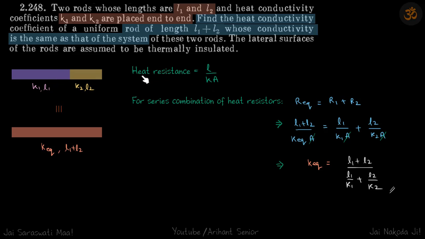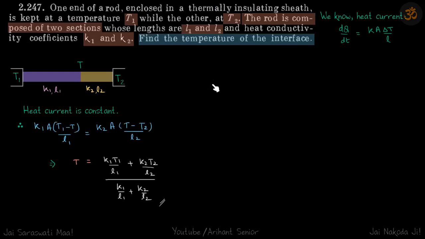If you are unfamiliar with heat resistance, basically just like in the current, we have the current is voltage by resistance. So here also that heat current can be written in terms of, voltage replaced by temperature difference, and resistance replaced by L by Ka. So when you have your term dQ by dt is equal to Ka delta T by L, dQ by dt is heat current, L by Ka is resistance.